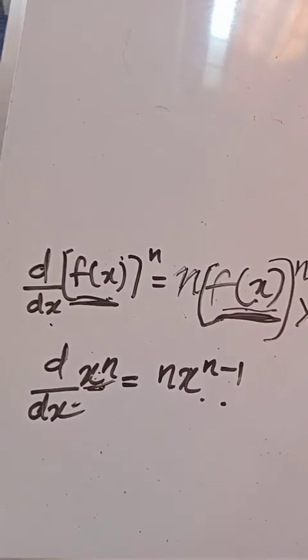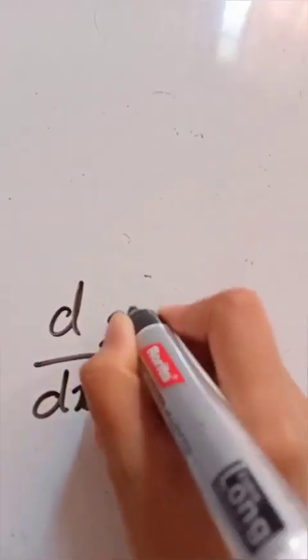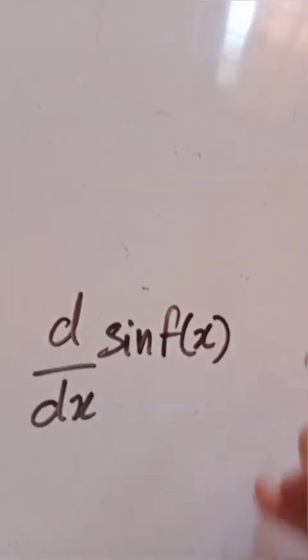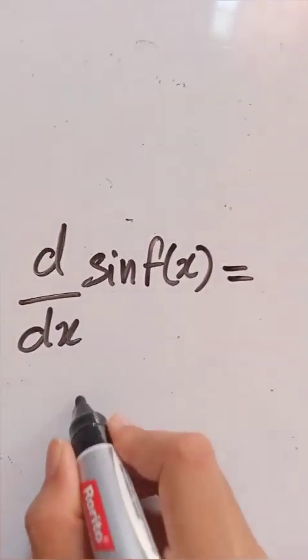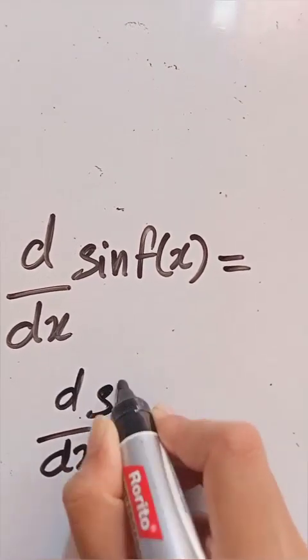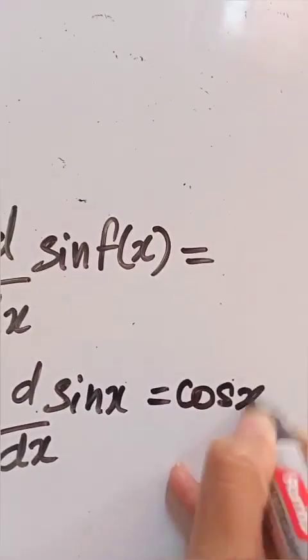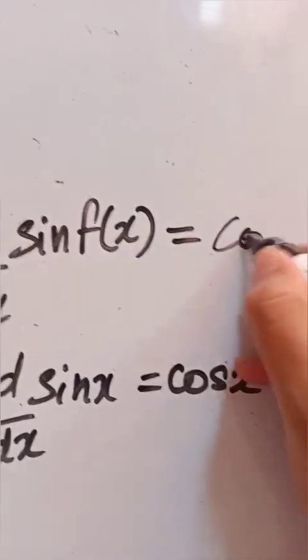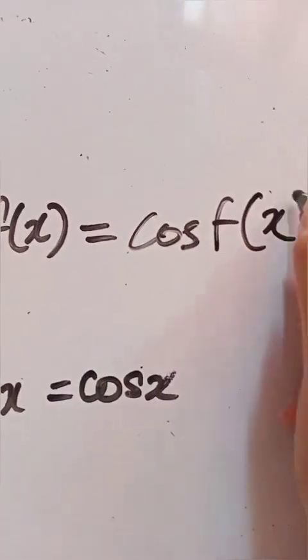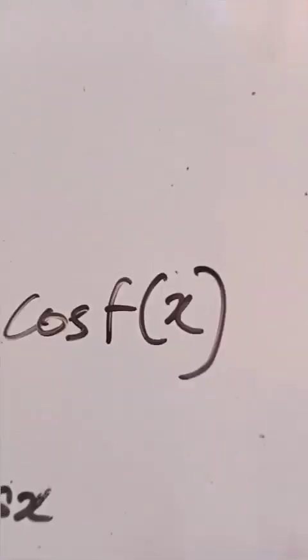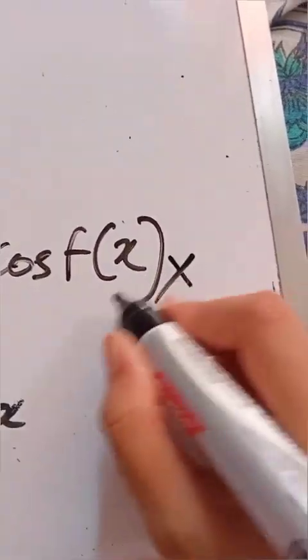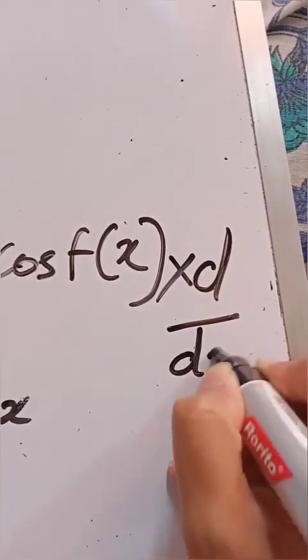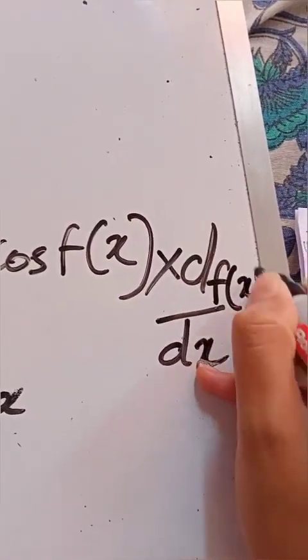Let's take another example. D by dx of sine of f of x will be equal to, before that we know that d by dx of sine x is equal to cos x. So d by dx of sine of f of x will be equal to cos of f of x. Since f of x is a function, we have to differentiate f of x once again. So d by dx of f of x.